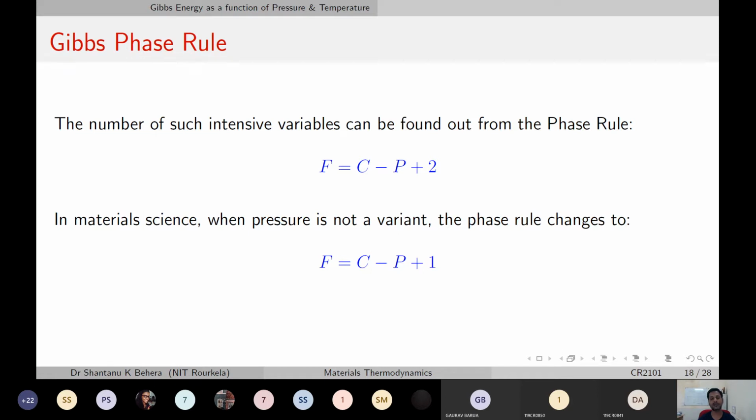So in effect, we are left with 1, and that's what is given in this equation: F is C minus P plus 1. That's typically what we use in material science, and more importantly, when we use that in multi-component systems. That's the thing we use.